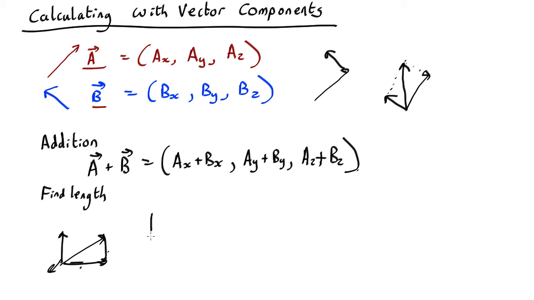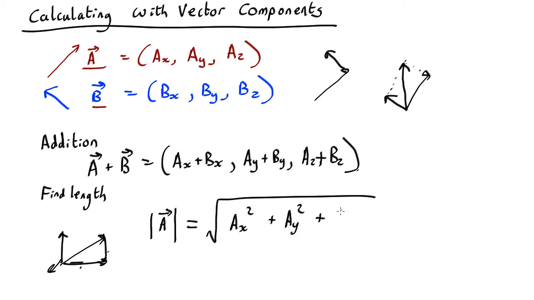So in general, if you've got some vector A and you want to find the length of it, also known as the modulus or the strength or the amplitude, remember that's shown by having two vertical lines on either side, and that will just be the square root of the x component squared plus the y component squared plus the z component squared.